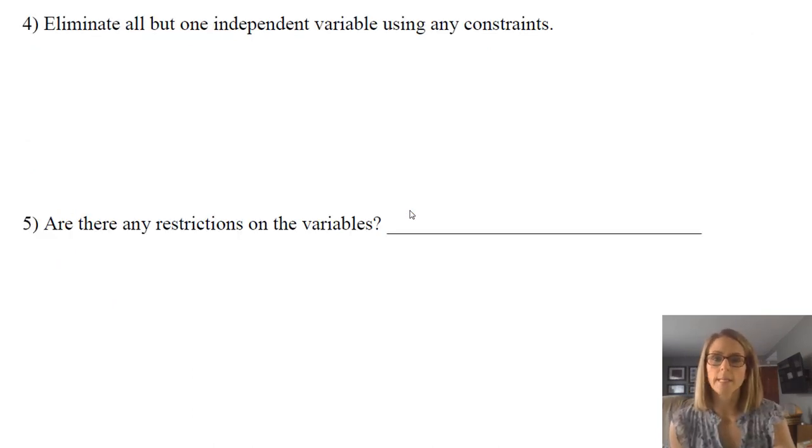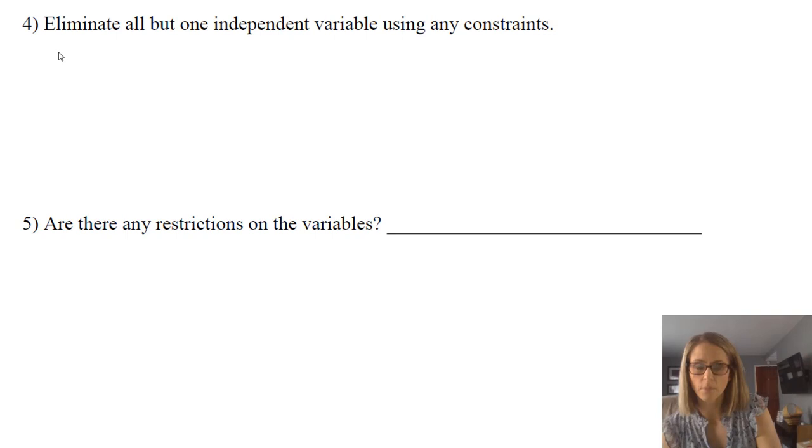Eliminate all but one independent variable using any constraints. So now is the time to use what we know about the corral that we took. You should have that at the top of your page. We're told that we have 600 feet of fencing.